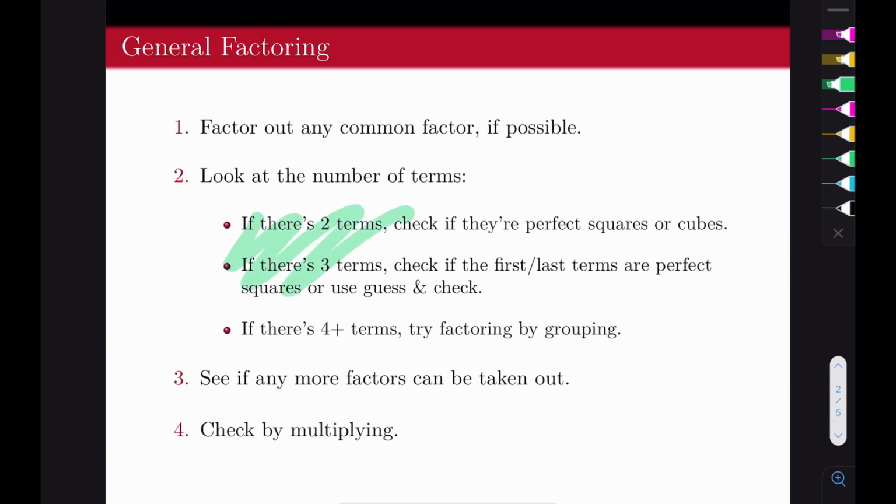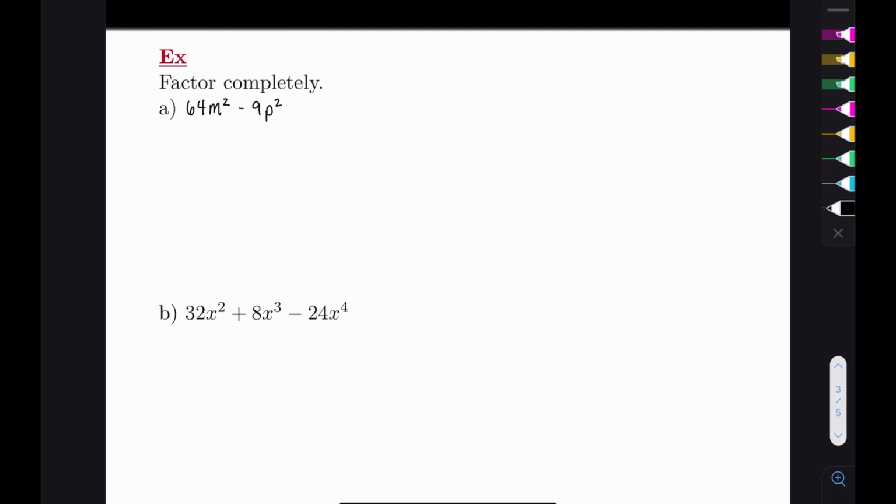But in these cases where you're doing that guess and check method, where you're making the first terms match up and the last terms match up, you don't need to go through full FOILing. Instead, you can just check: do the outer and inner give me the correct middle term? So really, we just have a ton of examples, and we want to look at a problem and see, okay, what technique do I use?